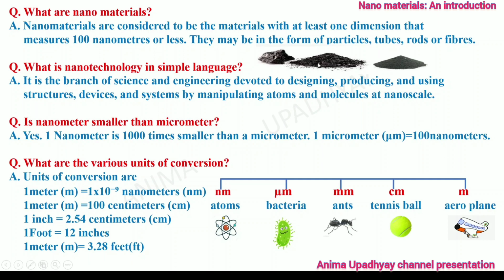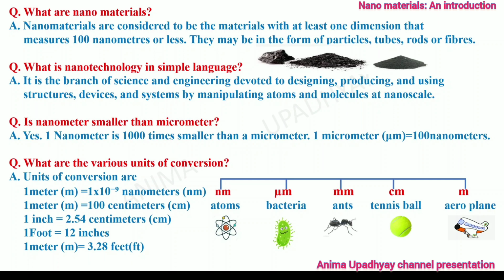And here is the figure. This is a big piece of coal. When it is crushed into pieces, it has come to micro level. Further grinding it, it becomes powder. So what are nanomaterials?